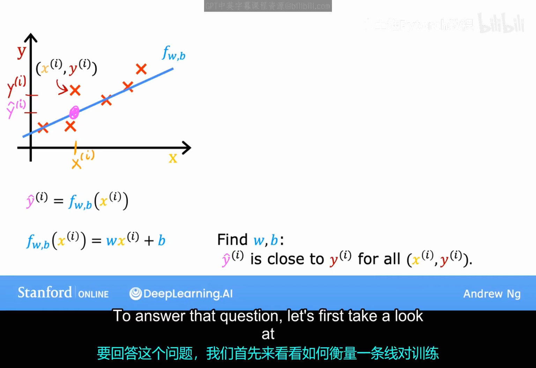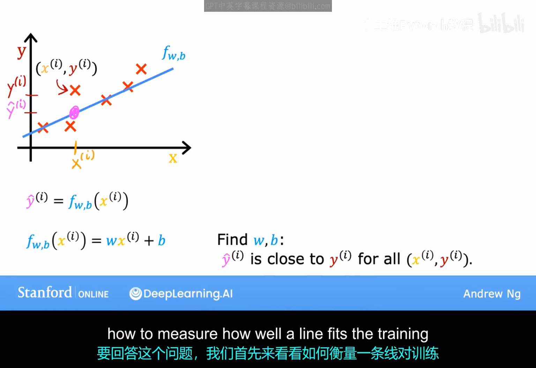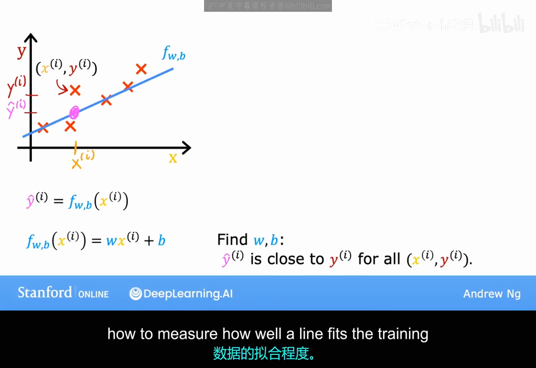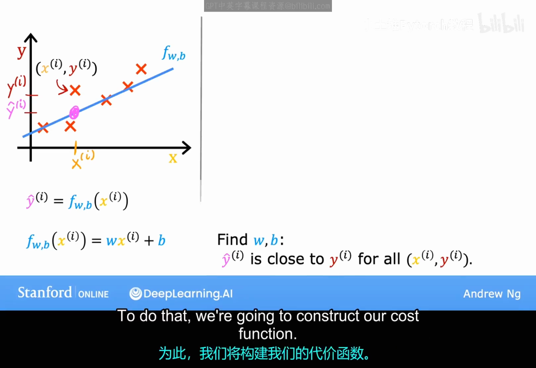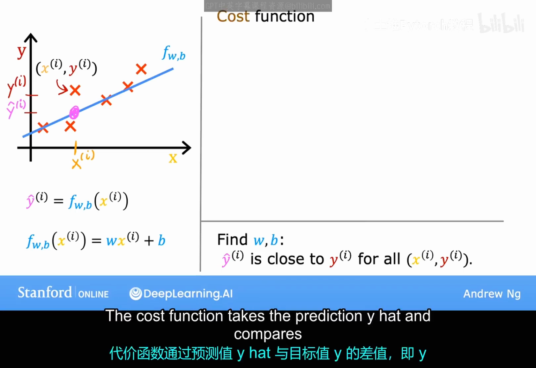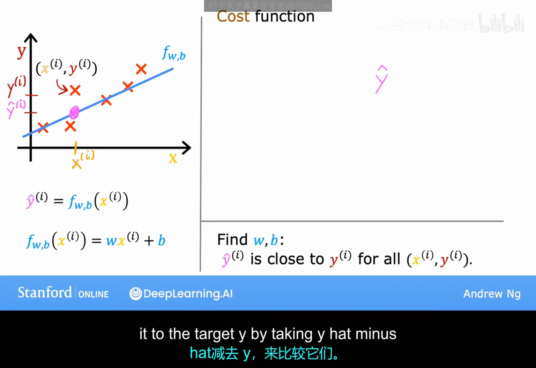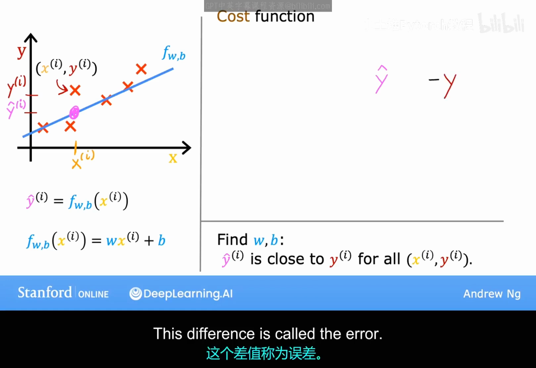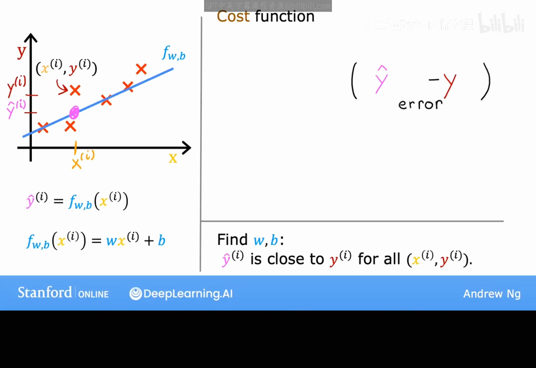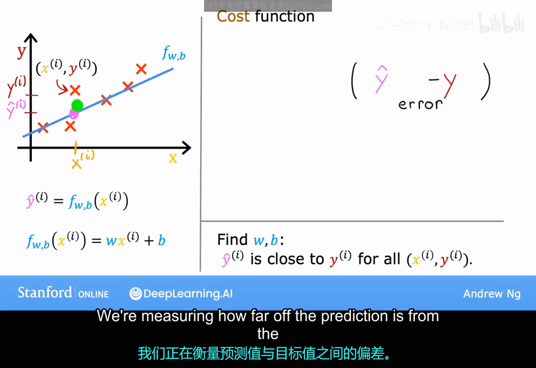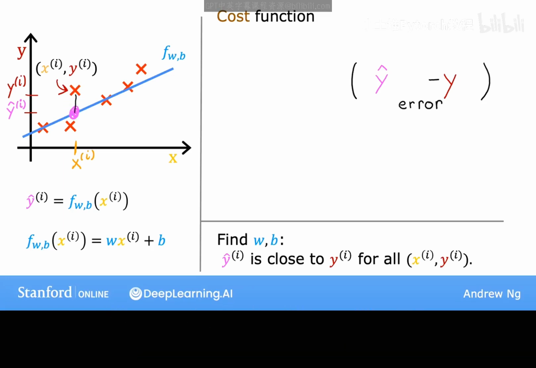To answer that question, let's first take a look at how to measure how well a line fits the training data. To do that, we're going to construct our cost function. The cost function takes the prediction y hat and compares it to the target y by taking y hat minus y. This difference is called the error. We're measuring how far off the prediction is from the target.